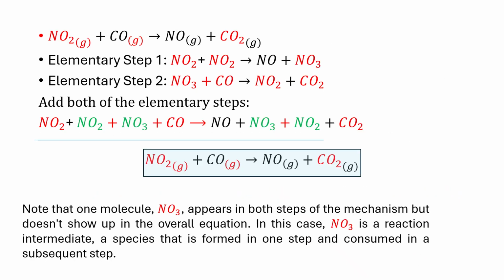Now let's refer to the same example where nitrogen dioxide reacts with carbon monoxide. The proposed elementary step 1 is a nitrogen dioxide molecule reacting with another nitrogen dioxide molecule to produce nitrogen monoxide and nitrogen trioxide. And the second elementary step is as written here.